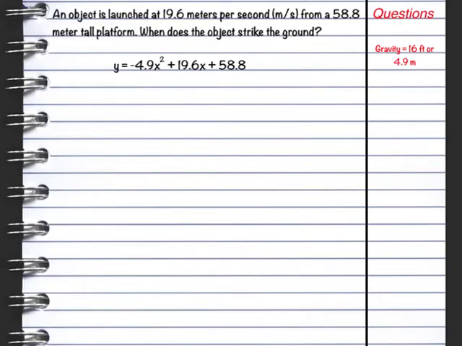So go ahead and plug it into my equation, and I get y equals negative 4.9x squared plus 19.6x plus 58.8. Now the next question is, what do I do with this? What am I looking for? It says, when does the object strike the ground? Well, keep in mind, ground is going to be represented by the x-axis. So I'm looking for my roots.